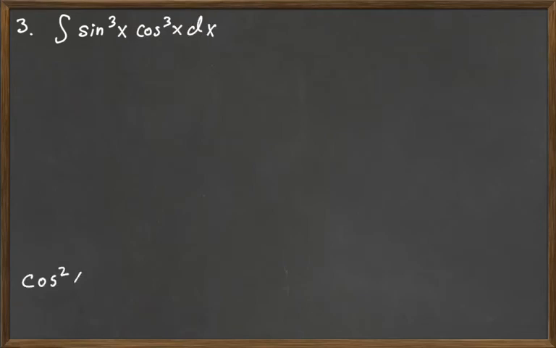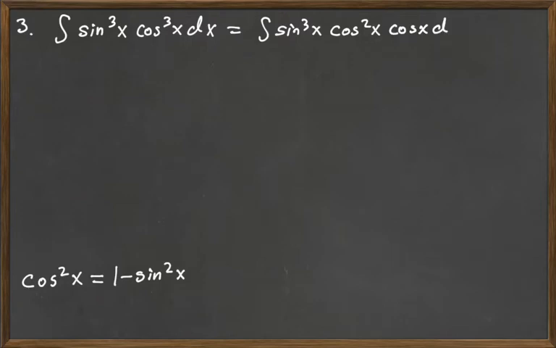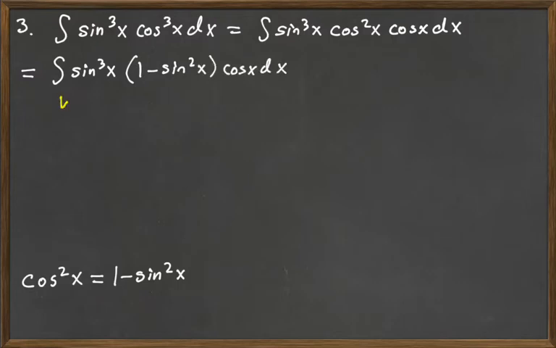So cosine squared x is equal to 1 minus sine squared x. We're going to use that to convert everything to sine. So that cosine cubed we rewrite as cosine squared times cosine. And then we're going to replace the cosine squared with 1 minus sine squared. Then we have a cosine left over, and then differential dx.